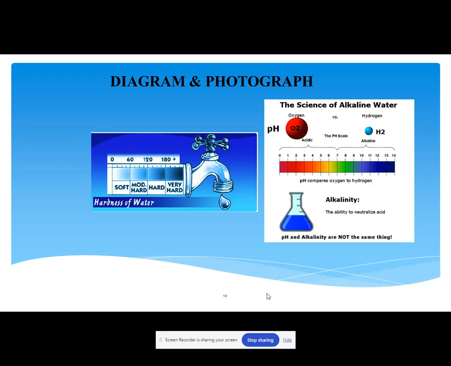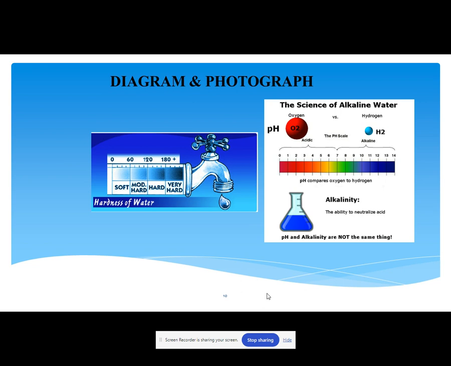Now this diagram shows different types of hardness. When the hardness value of water is 0 to 60 ppm, that is parts per million, it is termed as soft water. When the value is between 60 to 120 ppm, it is known as moderately hard water. When the value is 120 to 180 ppm, it is known as hard water. More than 180 ppm, water is termed as very hard water, not suitable for industrial use as well as for drinking or domestic use.